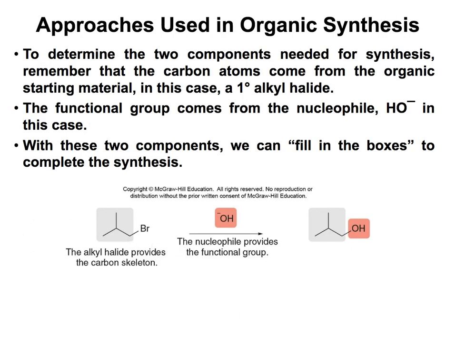And so if we go back to the previous example, we know we have to start with an alkyl halide that will be displaced by an OH minus, and that will give us the OH that we want in place.